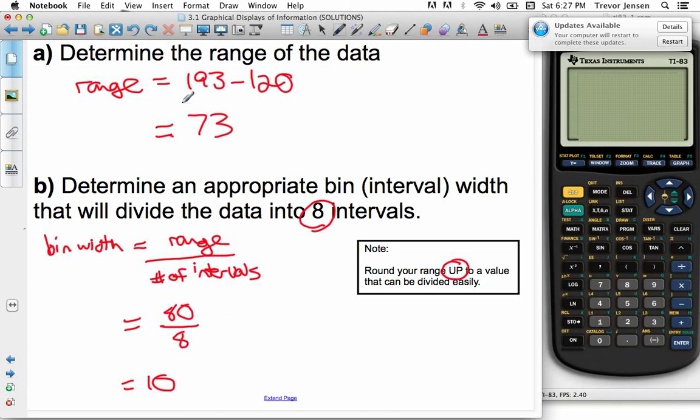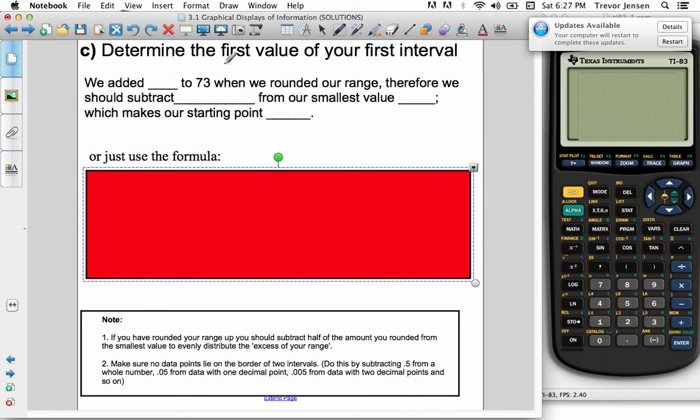Okay. So I'll show you what I'm going to do. Since we added 7 to our range of 73 when we rounded our range, we should subtract half of that excess range, half of that 7, which is 3.5, from our smallest value. Our smallest value is 120, which makes our starting point, instead of starting right at 120, 116.5. So I'm going to start at 116.5 and go up by 10s.